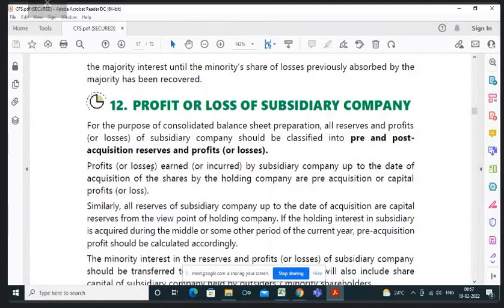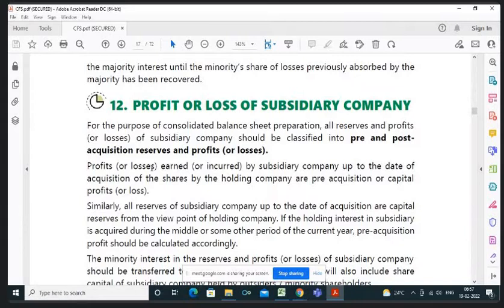So, the subsidiary company prepares its financial statements every year. If the holding company purchases the shares exactly on the date of the balance sheet or financial statements, our job will be much easier. We can easily find out how much is pre-acquisition and post-acquisition reserves or profit.